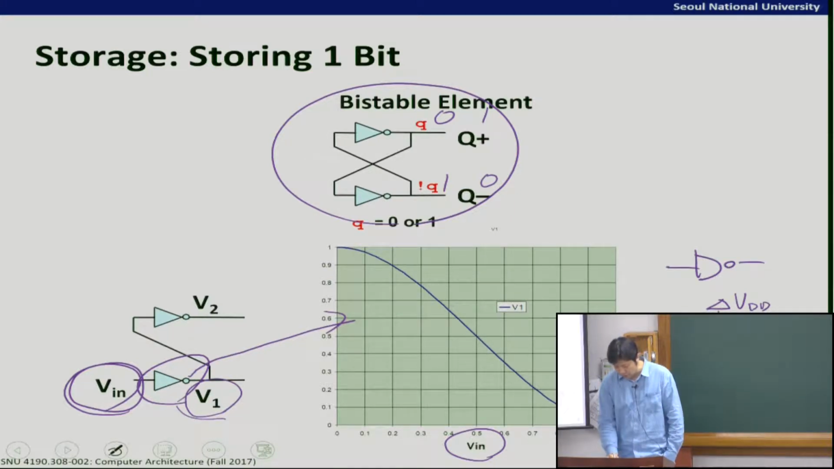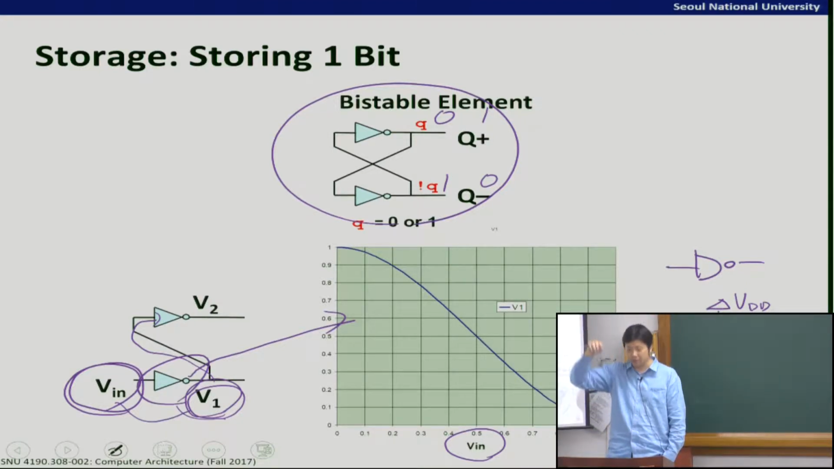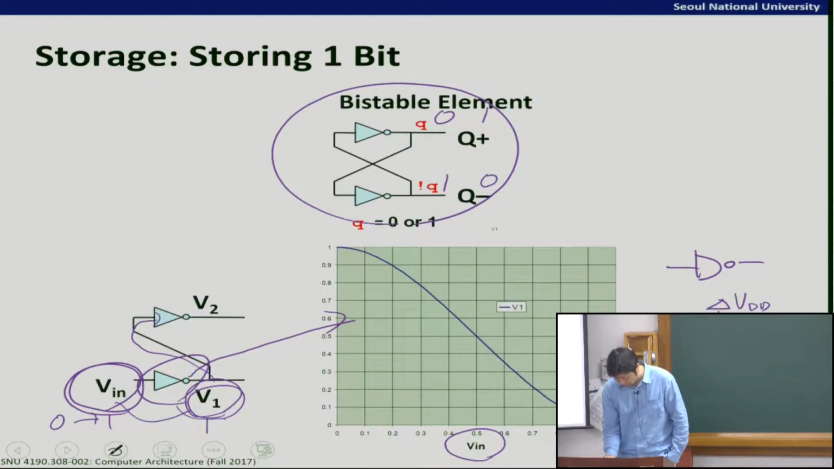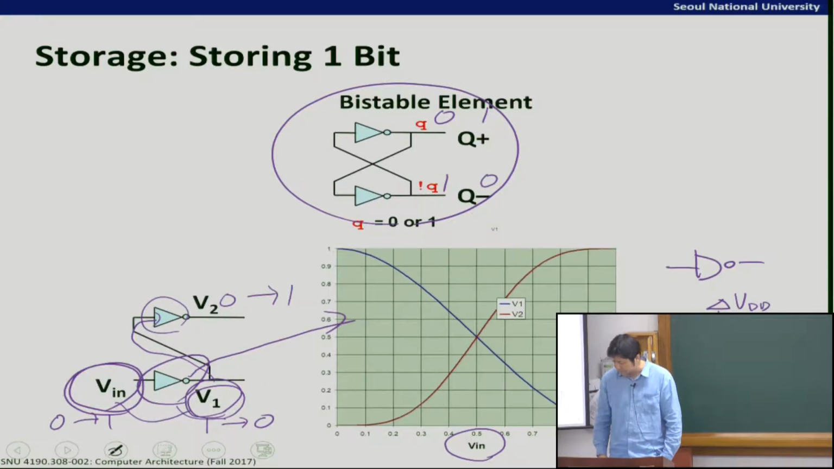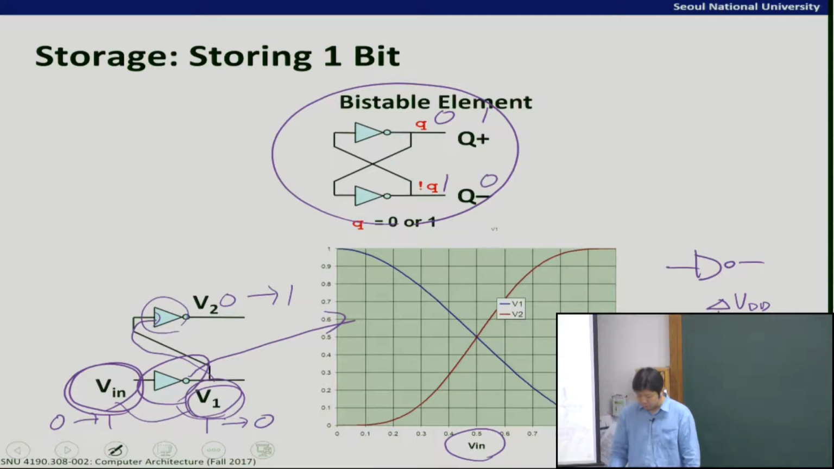So there's a relationship between Vin and V1, and as you see in this circuit, V1 now becomes the input to V2. So the opposite thing will happen, right? Because as this one goes from 0 to 1, this one will go from 1 to 0, and again this one will go from 0 to 1, because the output of the first inverter is connected to the input of the second inverter. So the V2 curve will look like this, the red curve.